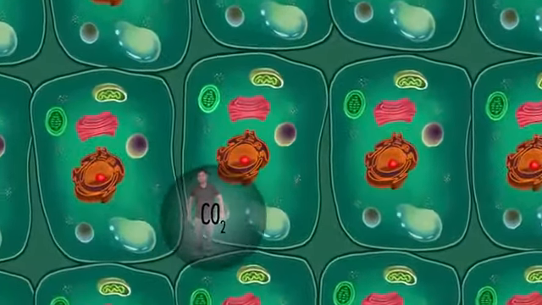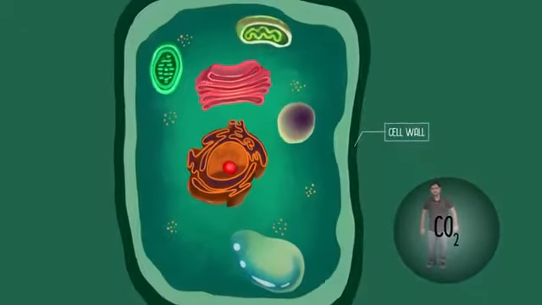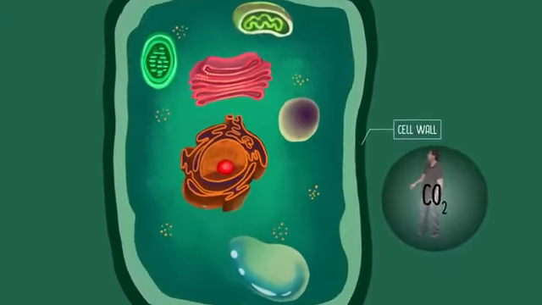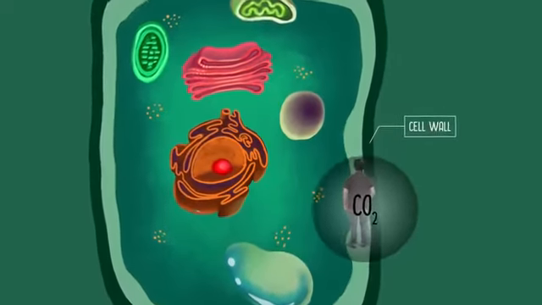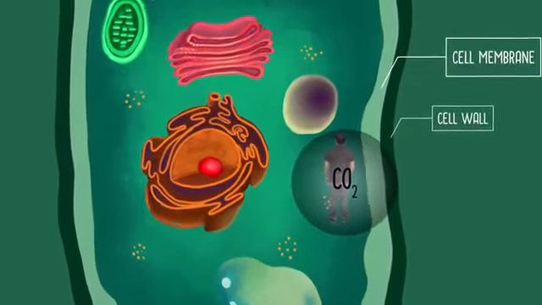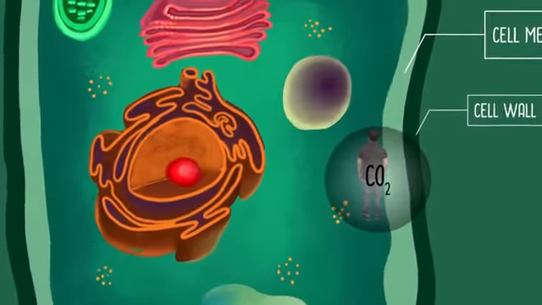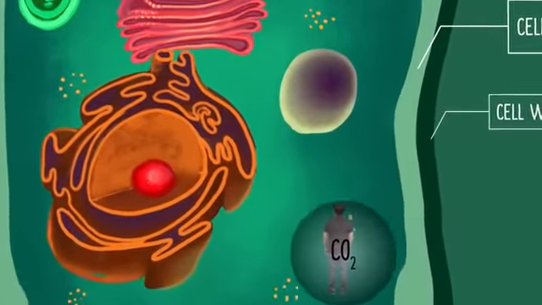Now we are entering the plant cell. What you see here is the cell wall. Go slightly inside, there you see the cell membrane, which encloses all the contents of the cell. This makes sure that the contents of the cell don't spill out. Now we've just entered into the cell.